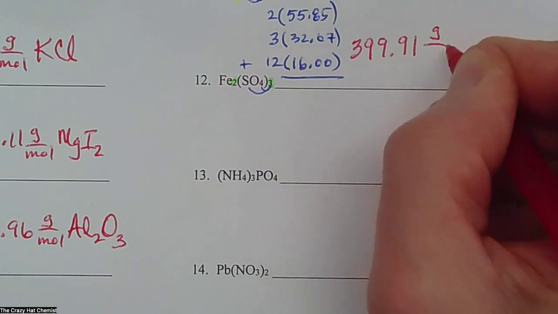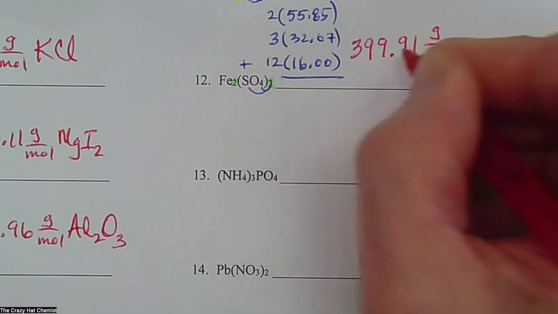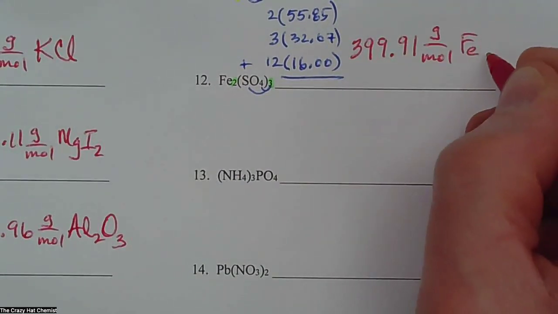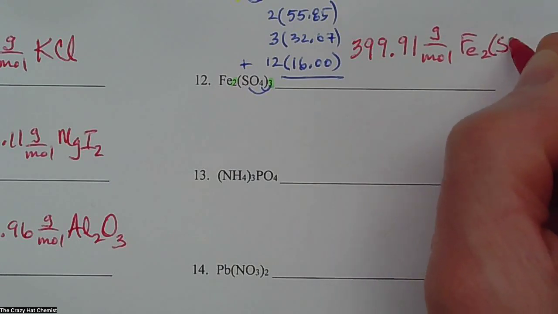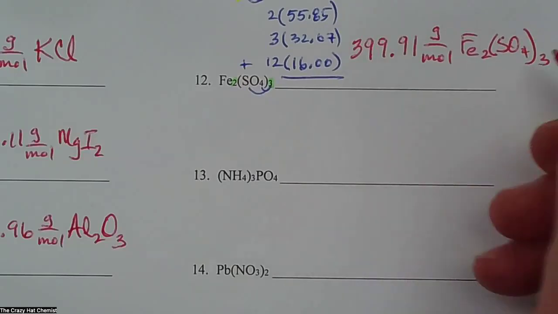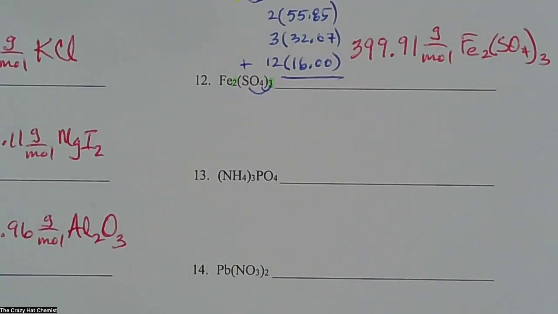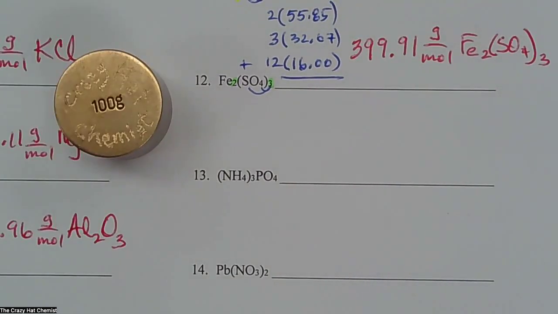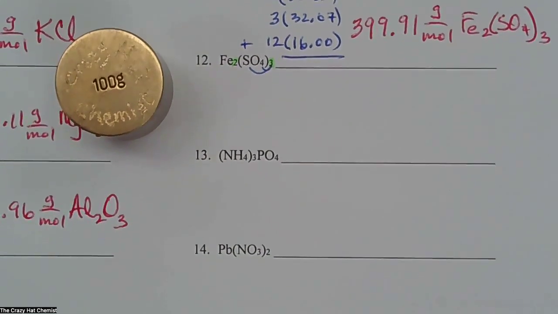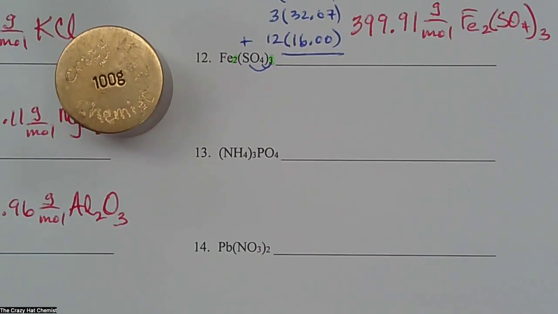399.91 grams per mole of ferric sulfate. Okay, excellent. We got 2 more problems to do. Hang on, we are almost there. You're doing really well. Okay, the next one here is ammonium phosphate.